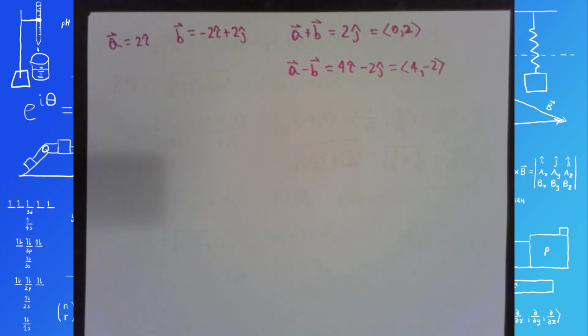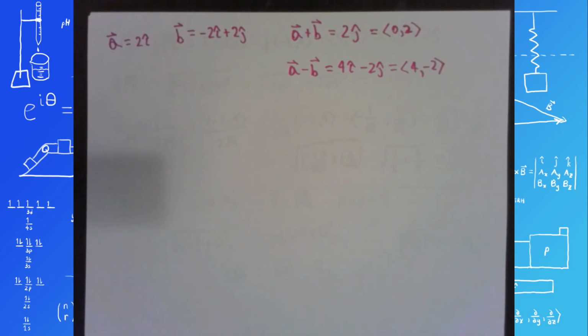All right, let me see what the question was again. Verify that the vectors a, b, and a plus b satisfy the triangle inequality, and then do it again between a, b, and a minus b.